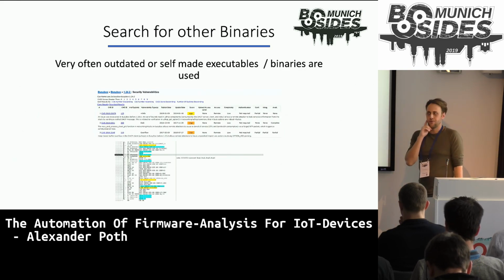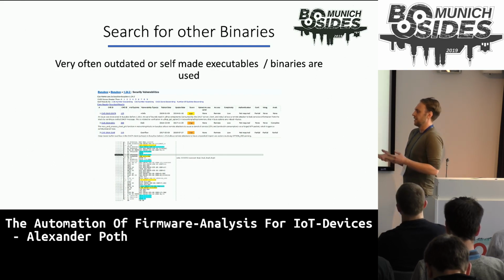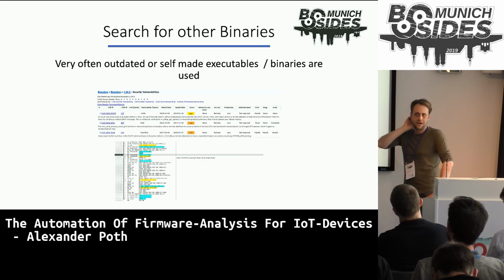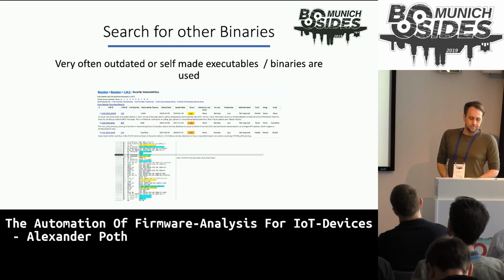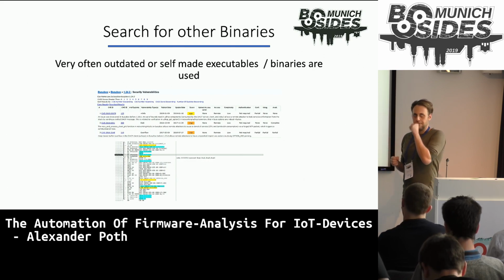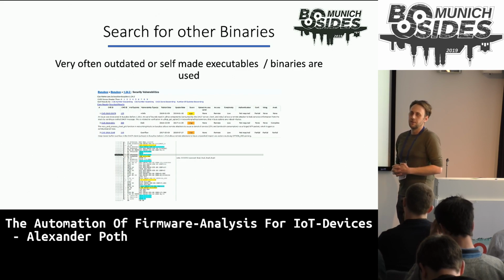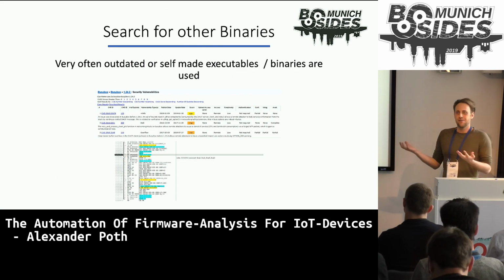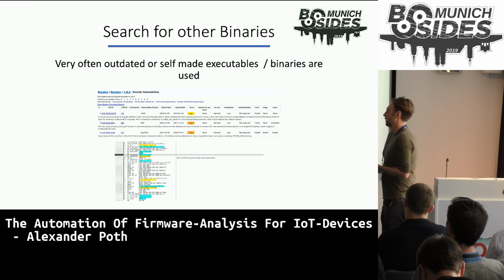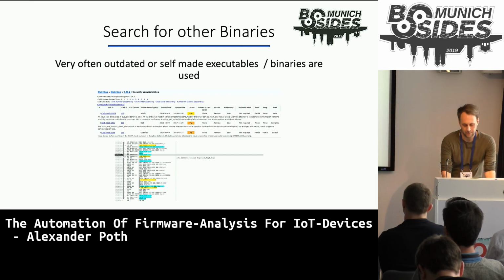Similar to the search for web servers, we should also search for any other binaries. For example, what you see very often is BusyBox, the BusyBox binary. And these binaries are very often outdated or maybe even self-made. And if we find some outdated binaries, we can always check, like the web servers, for any vulnerabilities or exploits. And if the binaries are self-made, we can always try to reverse them, right? With Radare, Ghidra, IDA, and so on.